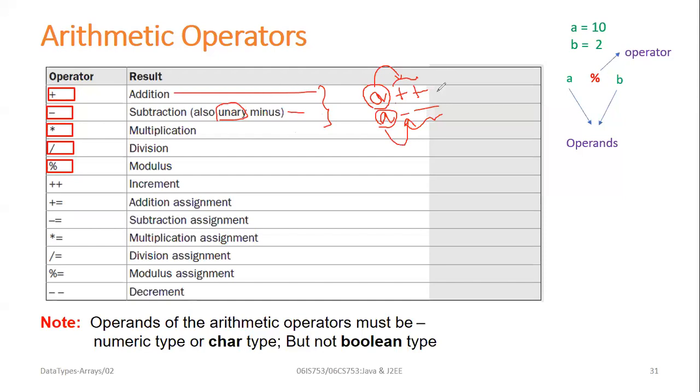We can also call plus a unary operator, but not only plus, we can also call minus a unary operator. Why? Because it can operate on a single operand, that is a in this example. That's what it is. And this one is increment. We will see what increment and decrement are. Now let us move to increment.